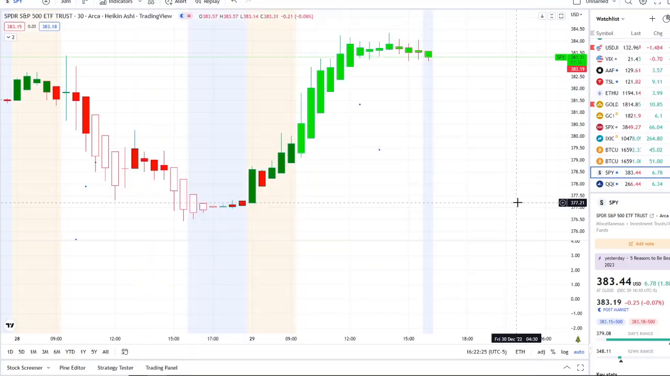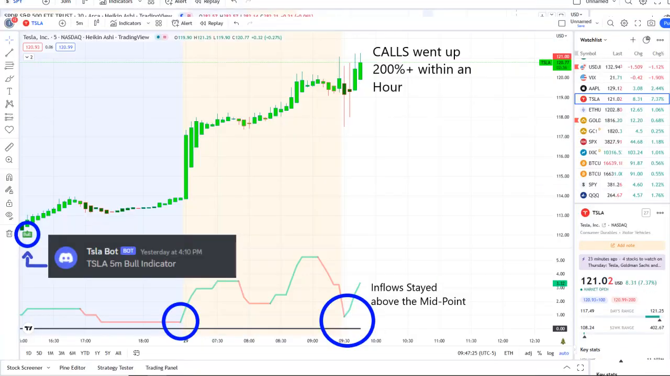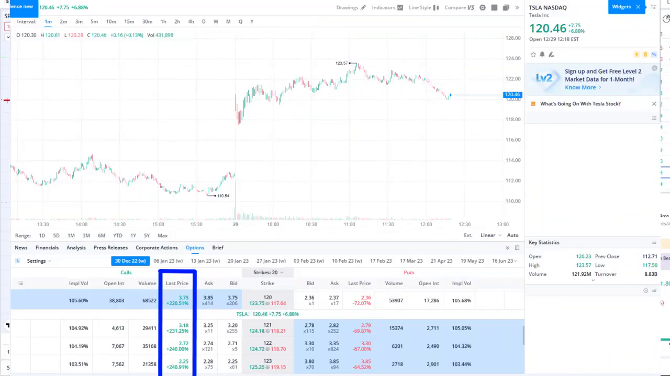So the home run of the day was from our Tesla bot. Our Tesla bot sent out a bull indicator since yesterday in the aftermarket hours at 4:10 p.m. That bull indicator held true. Inflow stayed above the midpoint into the bell and after the bell. Full strength there on 42 Vision, and call options went up 200% plus within minutes to an hour, guys. And as you see there popping up on the screen, within the options chain, some options went up higher than that.